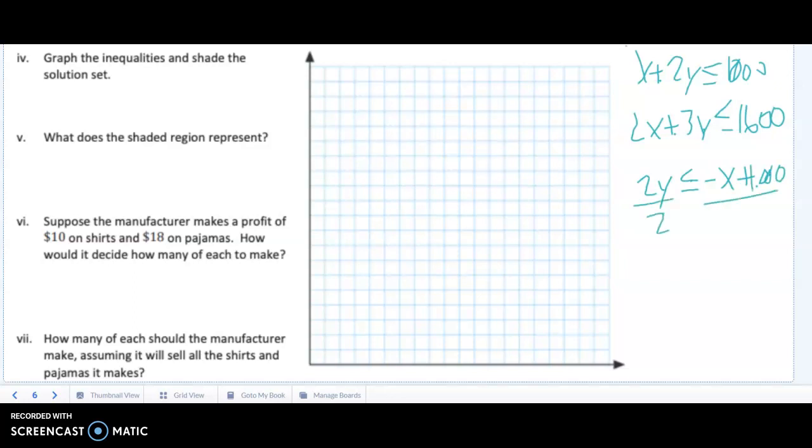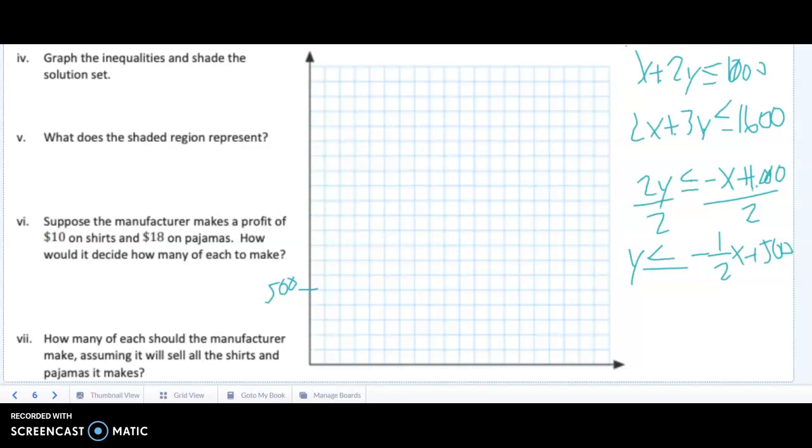Divide by 2, divide by 2. Y is a negative 1/2 x plus 500. So if I said 500, then that would give me my y-intercept. So let's just say it's called 1, 2, 3, 4, 5. Let's call this 500. Okay, that's my y-intercept. Y has to be less than or equal.